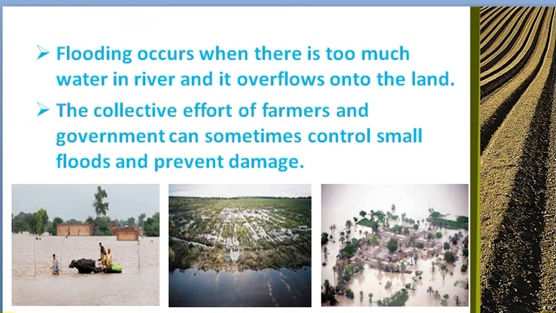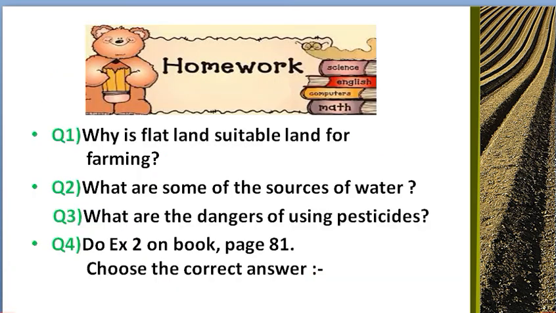I hope students you enjoyed this lesson. Now let's go to the homework. Question number 1. Why is flat land suitable land for farming? Number 2. What are some of the sources of water? Number 3. What are the dangers of using pesticides? And question number 4. Do exercise 2 on book page number 81, and that is choose the correct answer.